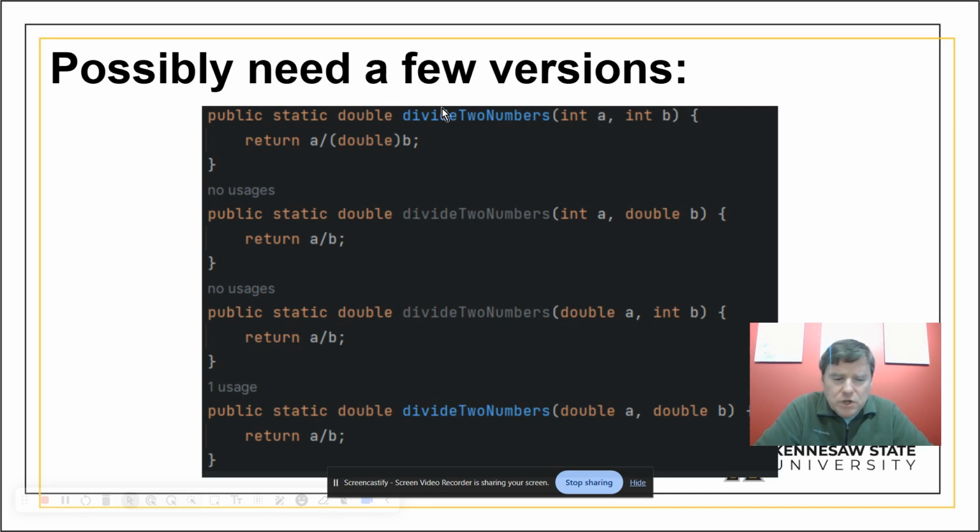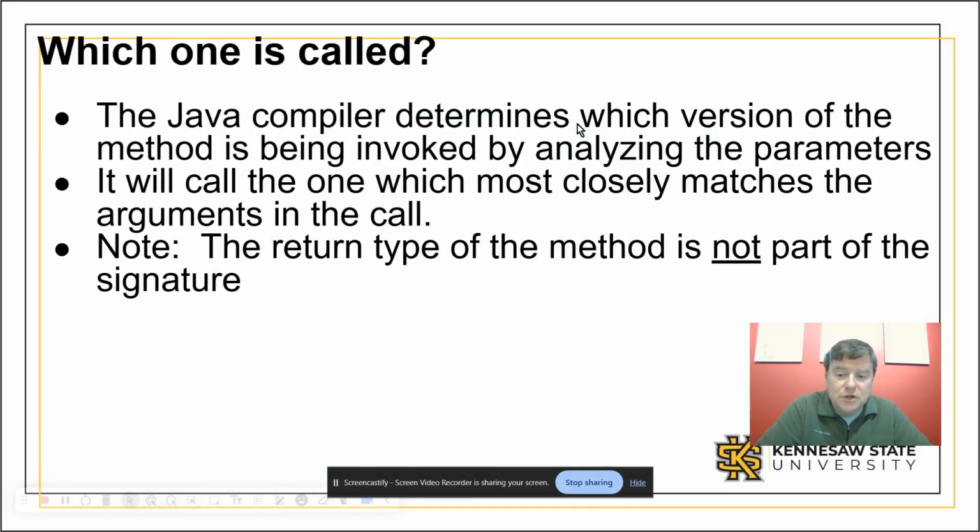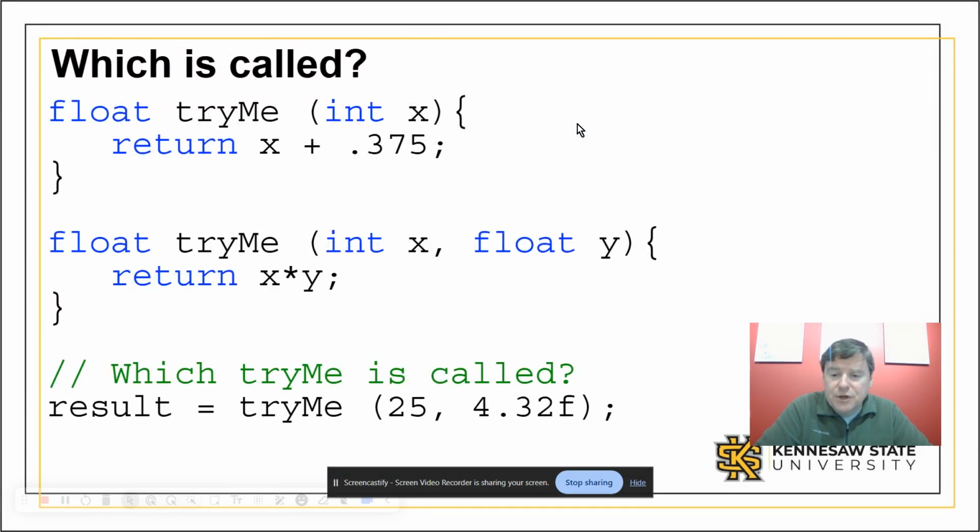So how does it know which one to call? And the answer is it's based on the order, the type, and the number of the parameters. It matches the method that matches the most closely to the one that you called it with. So if we come back here and we have two versions, this is a try me which takes in an int, and this is a try me which takes in an int and a float.